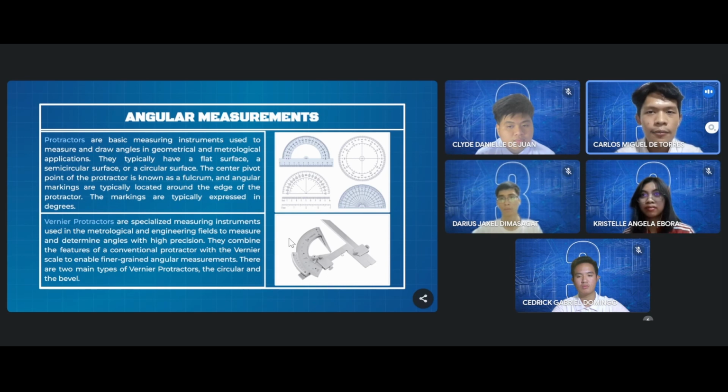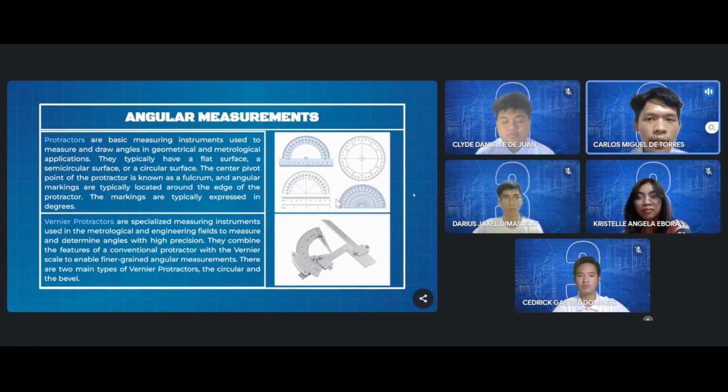Now, let us move on to the angular measuring tools. These tools are used to measure parts of an object at an angle. First are protractors, one of the basic measuring instruments used for measuring and drawing angles in geometrical and metrological applications. They come in various designs including flat, semicircular, and circular models.